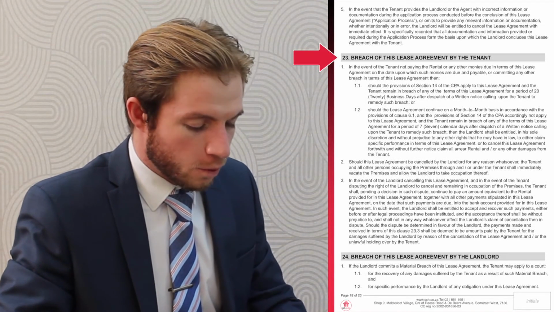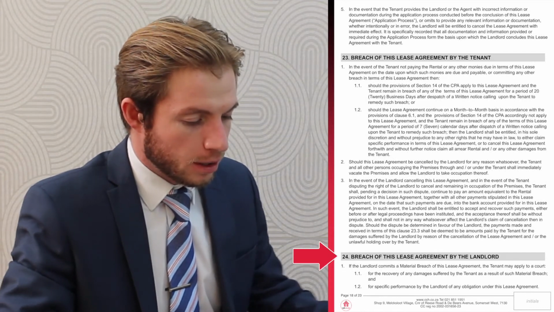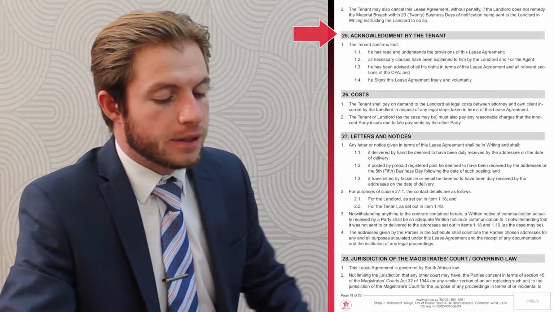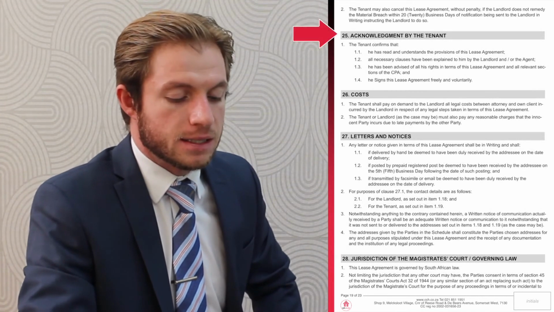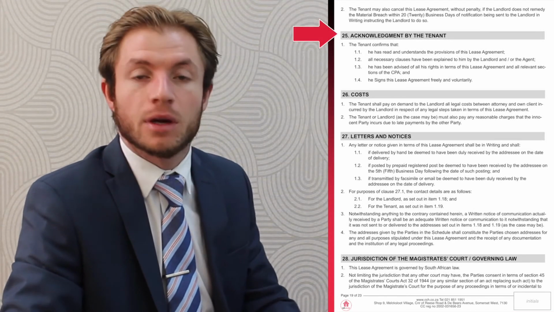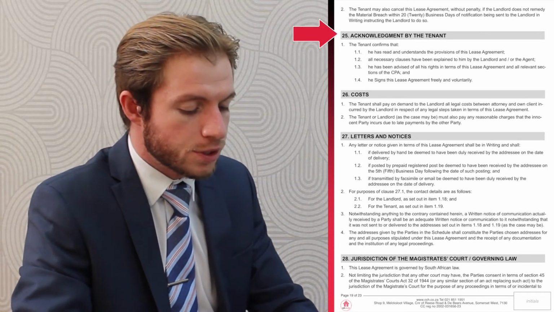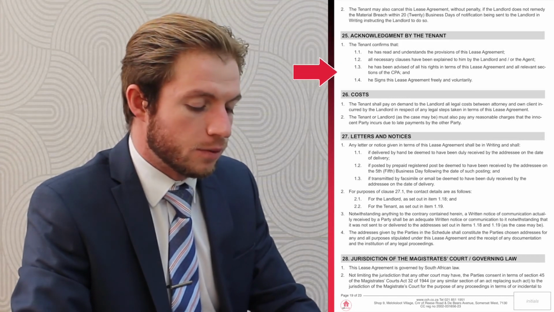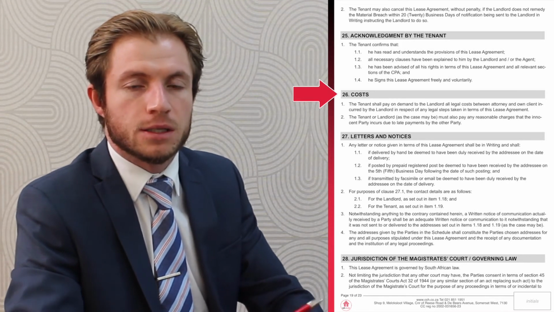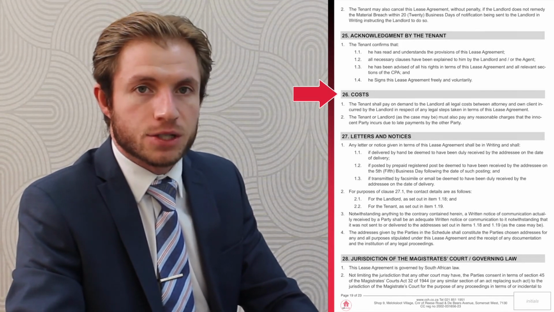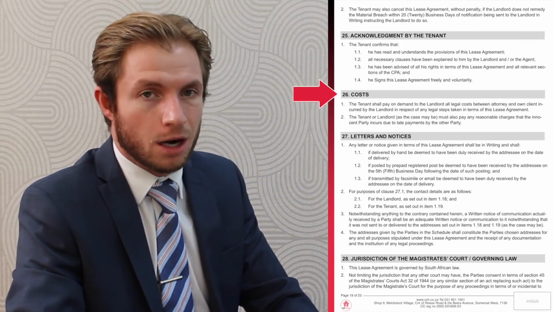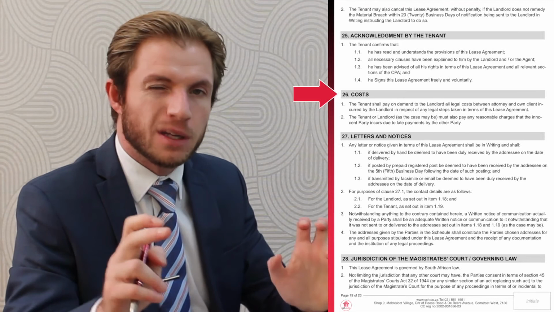Clause 23 and 24 we've just also briefly touched on. Then clause 25, acknowledgement by the tenant. What this just basically says is that by signing this lease agreement, you acknowledge that you've read through everything, you understand everything, and that you don't have any questions. Clause 26 refers to costs. This is just for should the landlord or the tenant institute a litigation action against each other, the defaulting party will be liable to pay costs to the innocent party.